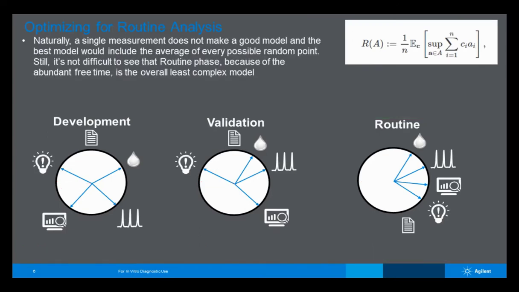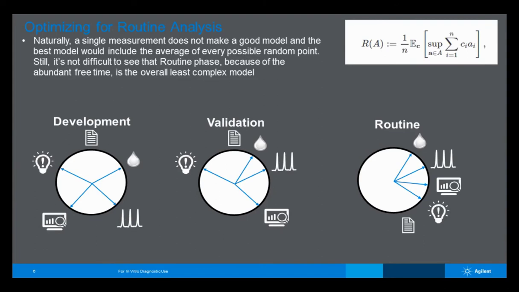And the reason that we see this, and now we know that naturally a single measurement does not make a really good model, and statistics are really in general. And the best model is going to include the average of every possible random point. So you can imagine if we started sampling at 1 o'clock, 2 o'clock, 3 o'clock, 4 o'clock, so forth and so on, we would get better and better models.